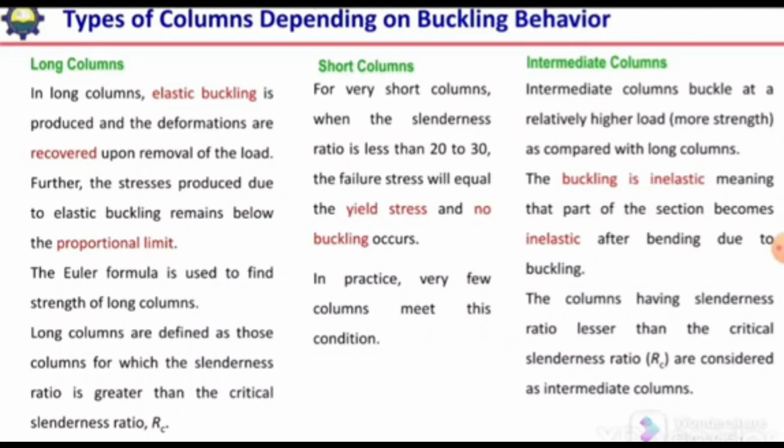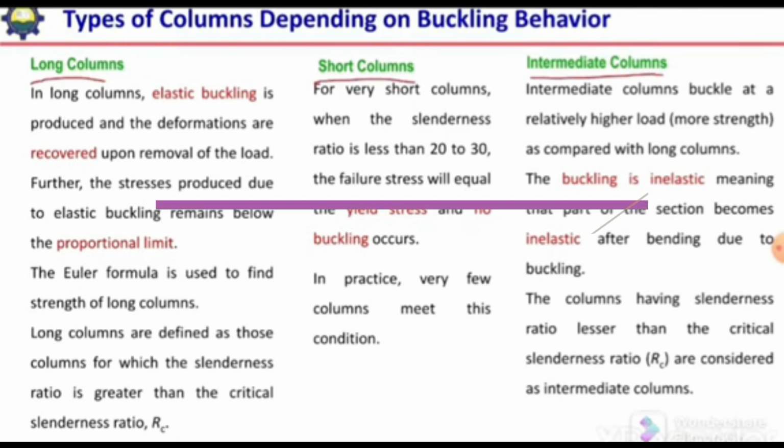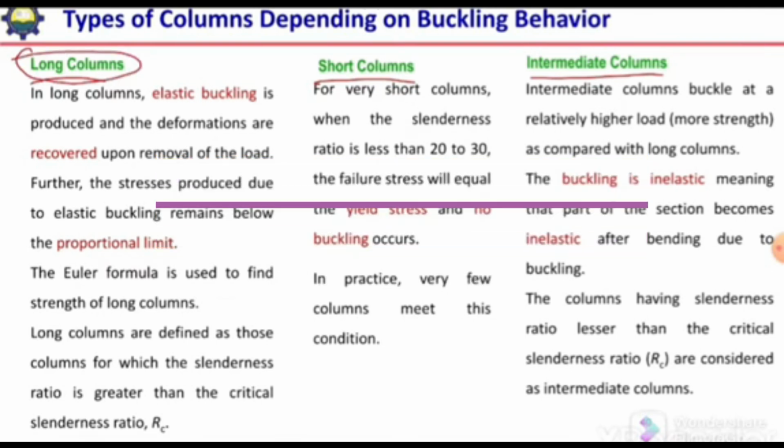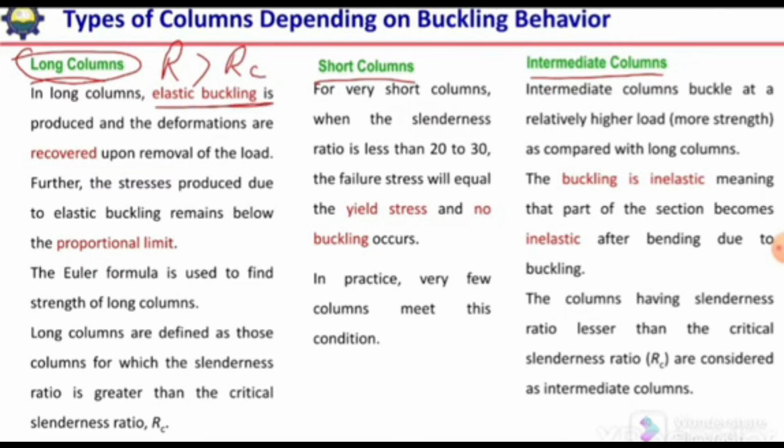These are the types of column depending on the buckling behavior. So we have three types of columns: long columns, short columns, and intermediate columns. In case of long columns, we have a sufficiently large slenderness ratio, meaning the slenderness ratio R is greater than RC. In that case, we will have elastic buckling, and the material will recover upon removal of load.